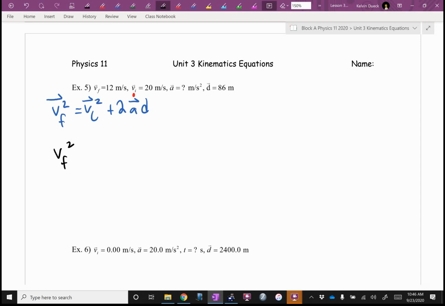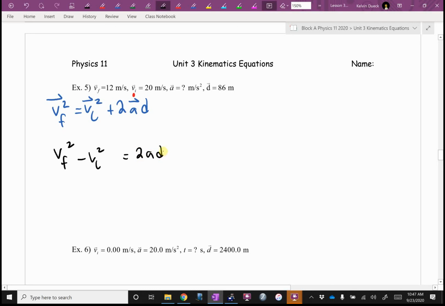What else is on the same side as the A? I got to be fussy. It's not a VI. A VI squared. What's the VI squared doing? So how will I move it over? Which one first? Reverse BEDMAS. So it's going to be minus the VI squared. In my imagination, I'll imagine the 2AD has dropped down to the next line.